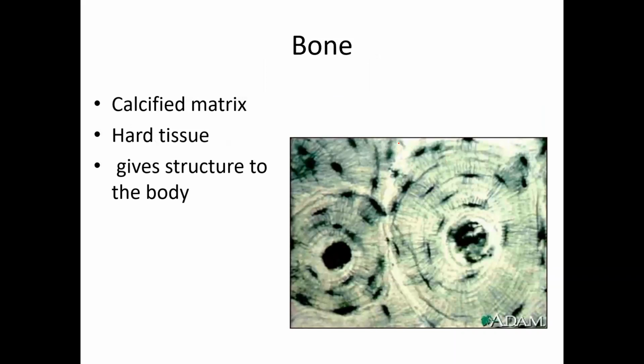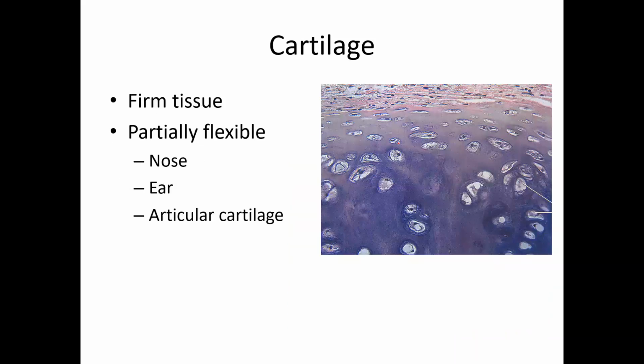Right, so bone is the hard calcified tissue which gives structure to the whole of the body. And similar to bone, cartilage is a firm tissue. If you want to feel it, you can touch the tip of your nose. You see the wing structure, you can move it, and it will come back to its normal position, but you can move it.